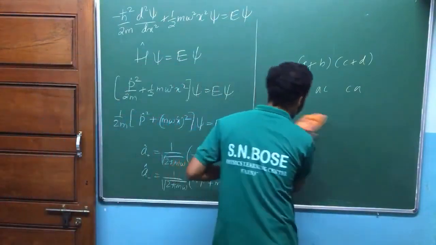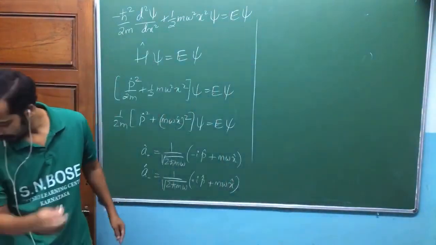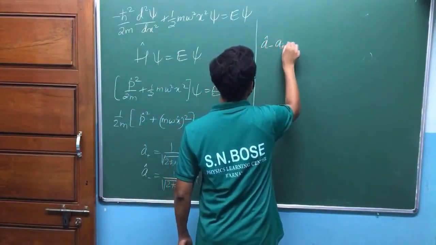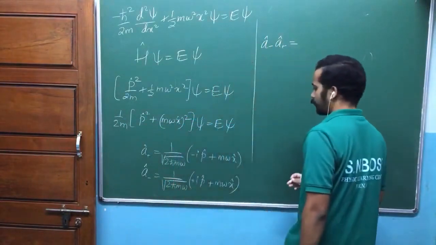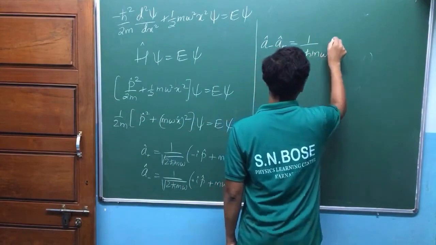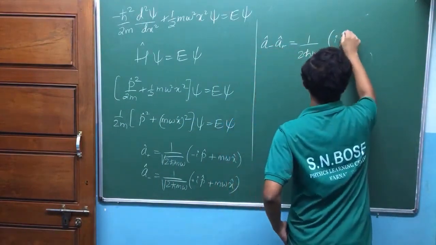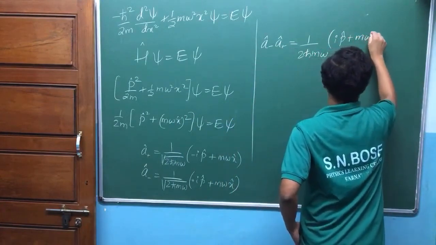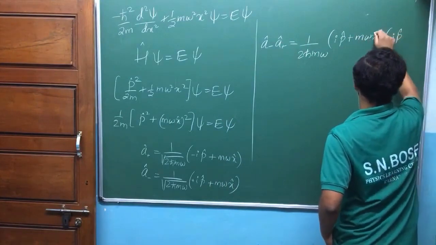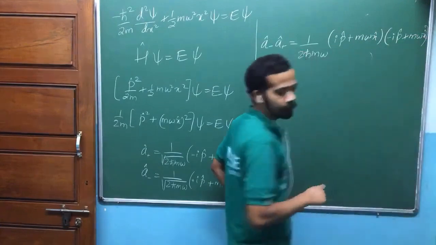Now you should take A minus into A plus. Product of A minus cap into A plus cap. Is that okay? When you do that one, 1 by 2 h bar m omega. Now let me write it down. A minus is i p cap plus m omega x cap, multiplied with minus i p cap plus m omega x cap. Just check it out. We should multiply these two.